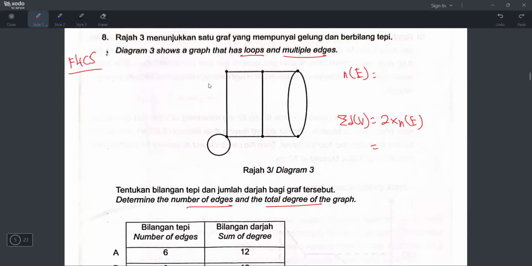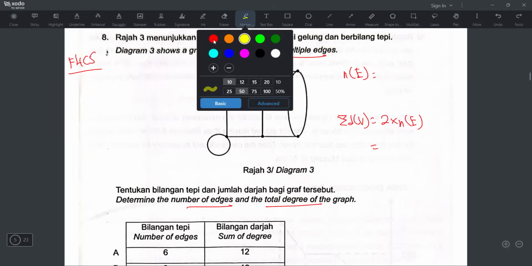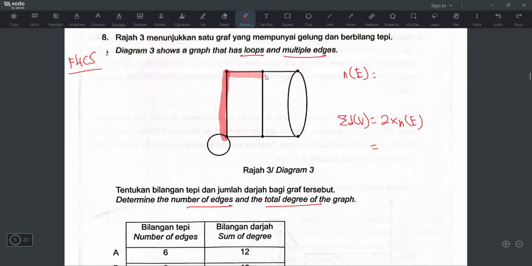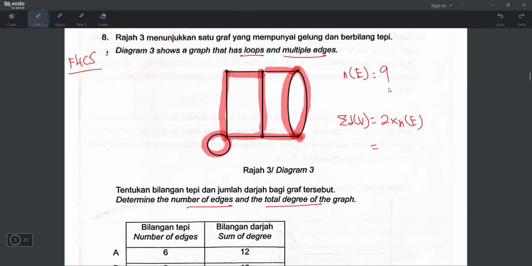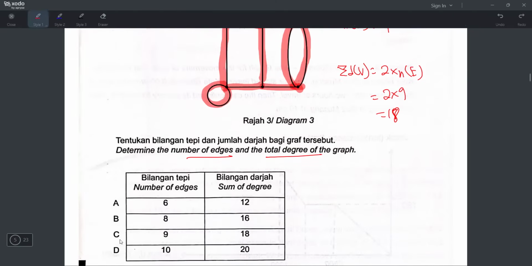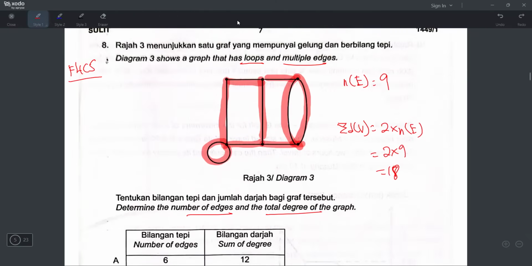All right, so let's count using, okay, I'll use a highlight to count it. So you have 1 edge, 2, 3, 4, 5, 6, 7, 8. Loop, we count it as 1 edge. Okay, yeah, loop is actually just 1 edge. So 9. Okay, there's 9 edges. So remember that loop, we actually count it as 1 edge. Okay, and then the sum of degree will be 2 times 9, which is 18 lah. Okay, so I'm sure there's an answer here. Yeah, the answer is C. But I want to tambah sikit my explanation. For the sum of degree, you can do it fast like that.